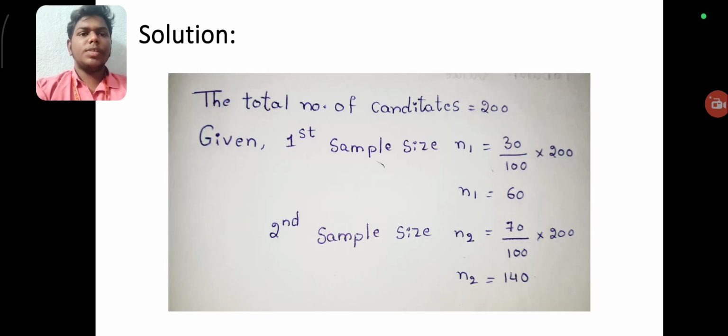The solution of this problem: the total number of candidates equals 200. Given the first sample size N1 is 30 by 100 into 200, that is N1 equals 60. The second sample size N2 is 70 by 100 into 200, that is N2 equals 140. So here we are calculating the first and second sample sizes.